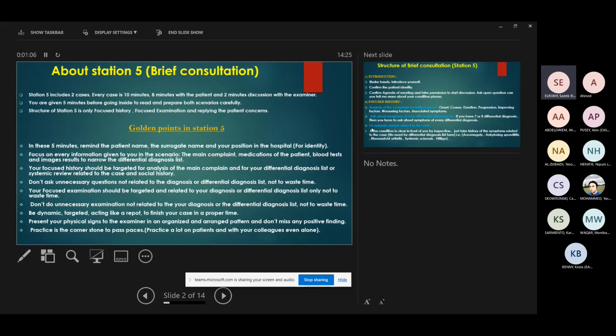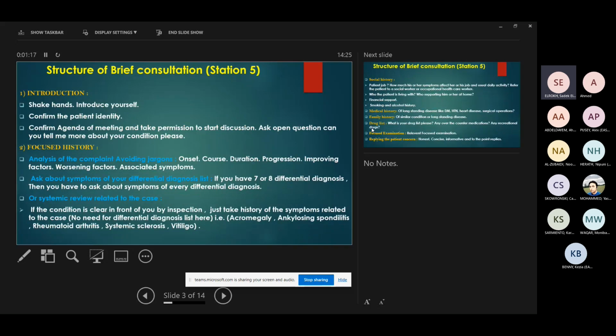Again, station 5 is a brief consultation. You have to be organized. You have to have a brain map of how to approach the case, and this is what we are going to discuss later. This is the structure of a brief consultation. Number one is introduction. You have to introduce yourself to the patient. You have to confirm the patient's identity, that's why you have to memorize the name of the patient. You have to confirm the agenda of the meeting and take permission to start the discussion, with an open question in the beginning, for example, can you tell me more about your condition? This is the introduction, number one of the skeleton or scheme of station 5.